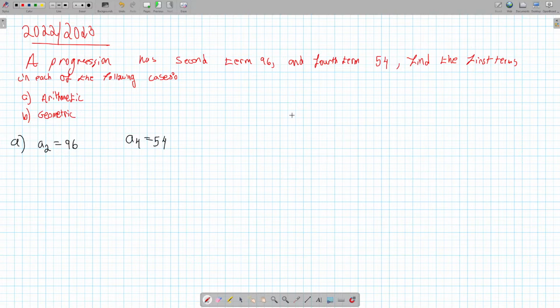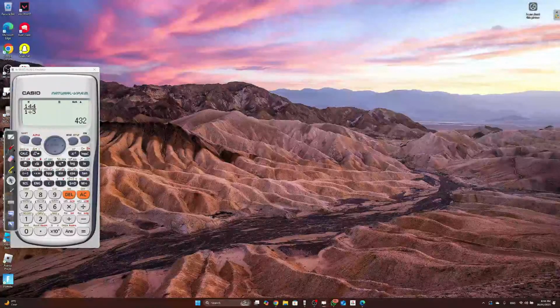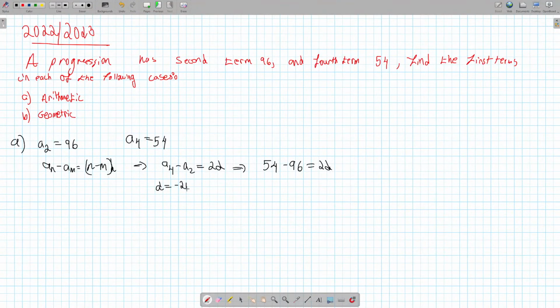Can we find the first term? Of course we can. Using an minus am is equal to n minus md, we know that A4 minus A2 is equal to 4 minus 2D, which is 2D. So 54 minus 96 is equal to 2D. So I can easily find the constant difference here, right? The D in this case will be 54 minus 96 divided by 2. You're going to get D is equal to negative 21.